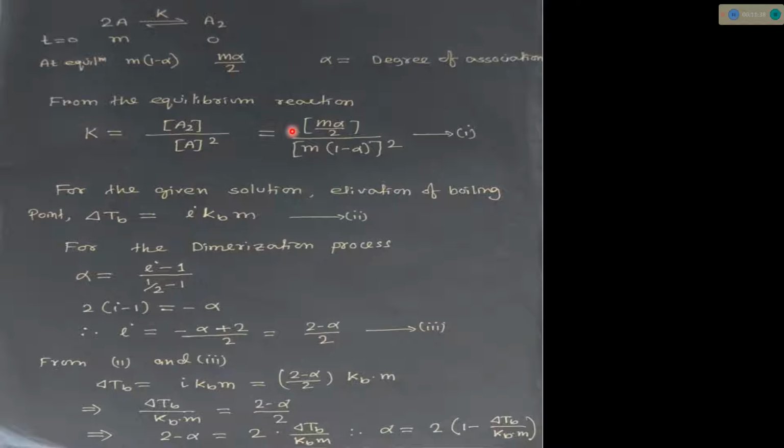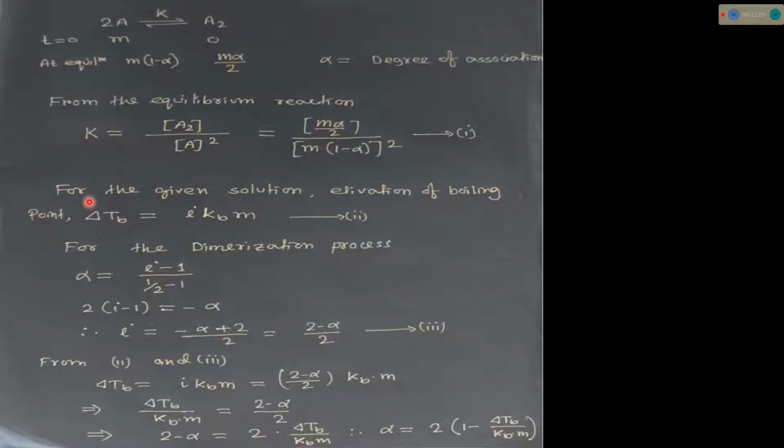So from the equilibrium reaction, we can write K, the equilibrium constant, equal to the concentration of A2 upon the concentration of A whole square. In the equilibrium condition, the concentration of A2 in terms of molality is m alpha by 2, and the concentration of A is m into 1 minus alpha, the whole square.